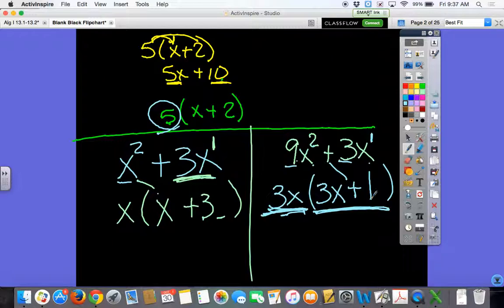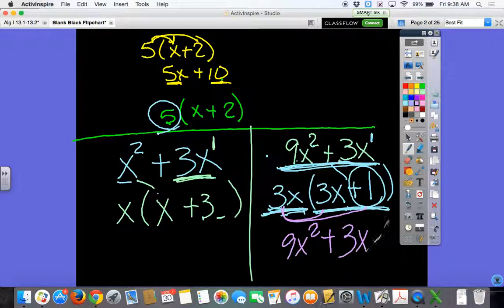Because you can't go from being a binomial to a monomial. You have to remain the same size polynomial. So if it starts binomial, it's got to be a binomial in here. This 1 acts as a placeholder. So when you come back and you multiply, you get 9x squared, and you get 3x times 1. There's your 3x. If you don't put the 1, you lose that 3x.